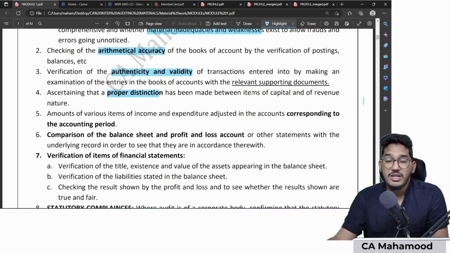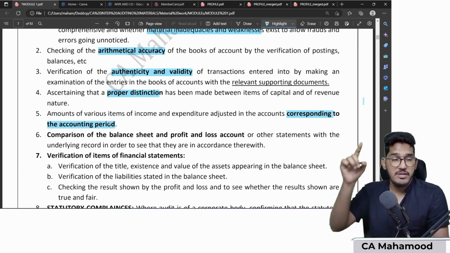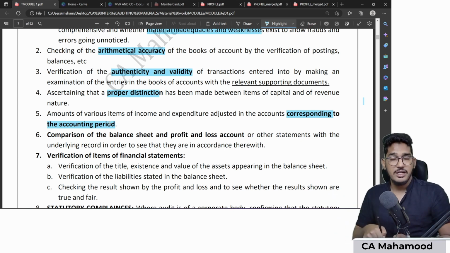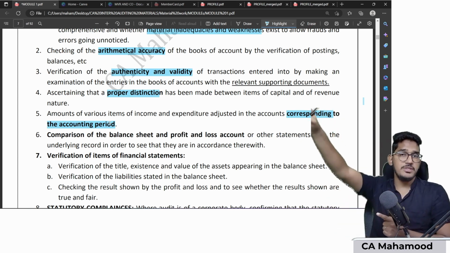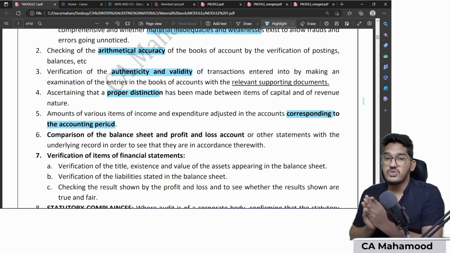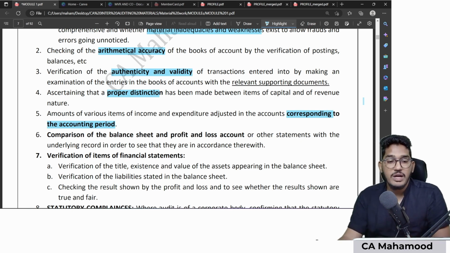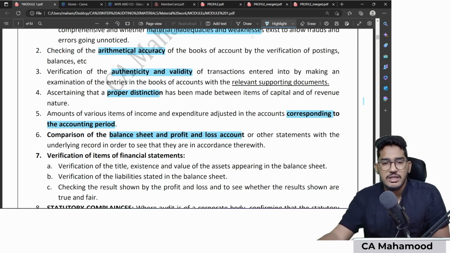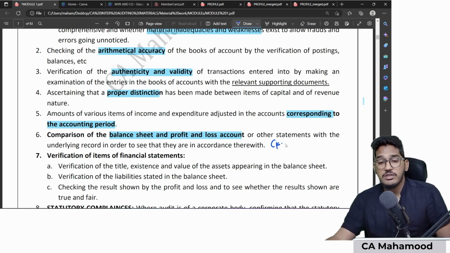And also, whatever entries are recorded, whether they belong to the current year. None of the previous year's income or expense should be recorded in the current year. None of the future year's incomes and expenses should be recorded in the current year. I need to check that also. Then I need to compare the balance sheet and P&L and whether they are matching with the books of accounts or not. Nothing but the same point as we have seen in question number 1, whether financial statements are matching with books of accounts or not, that I need to check here. That is also one of the main aspects.